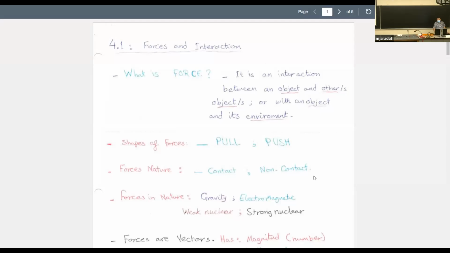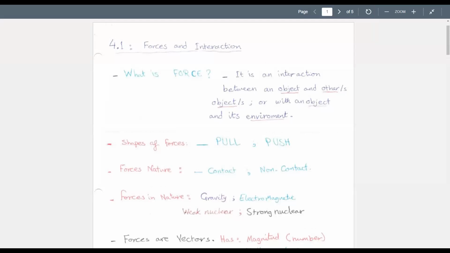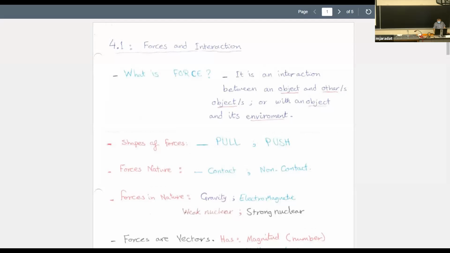Online, can you see the shared monitor? Yes, we've got it. Good.